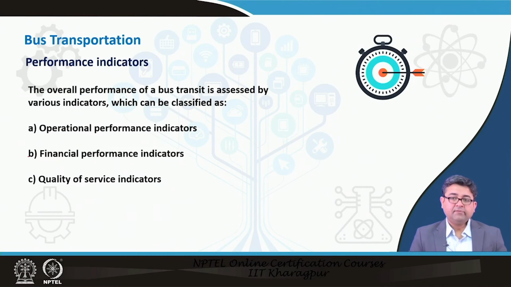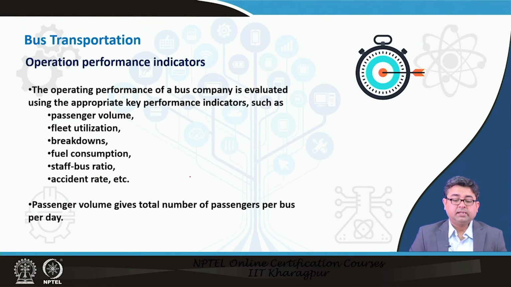Finally, once you have a route in place, you have to have certain performance indicators that you can measure how well the route is doing. There are usually 3 different types of performance indicators that we look at. One is operational, one is financial, and one is quality of service. Operational performance indicators involve passenger volume, fleet utilization, breakdowns, fuel consumption, staff to bus ratio, accident rate, etc. These are all very self-explanatory and are explained in these slides.